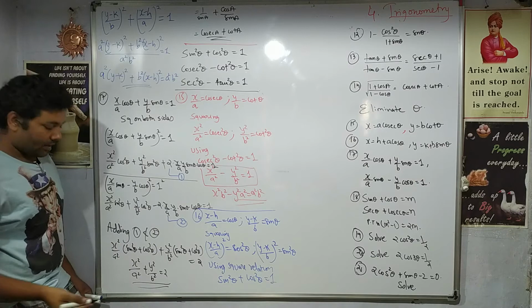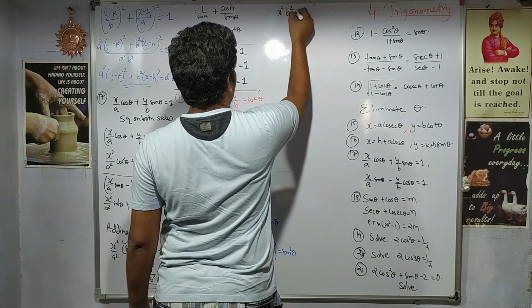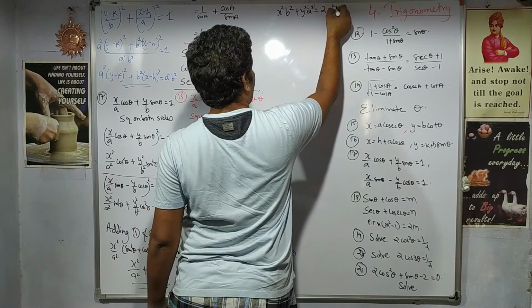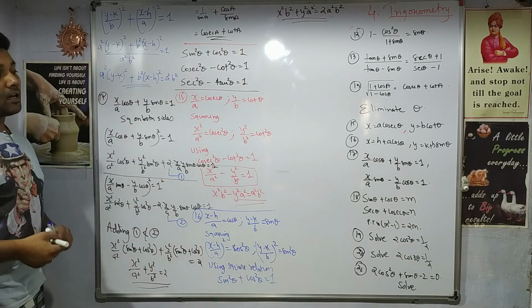Either you write the answer in this format, or if you take LCM and simplify, it will be x square b square plus y square a square is equal to 2 a square b square. This one is also a correct representation of the answer.